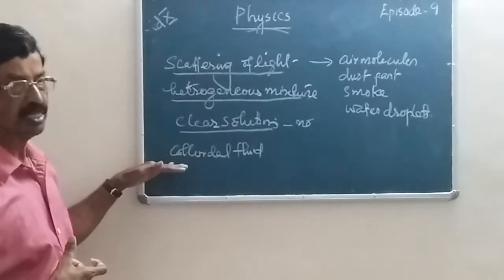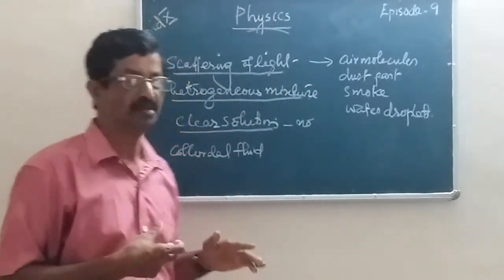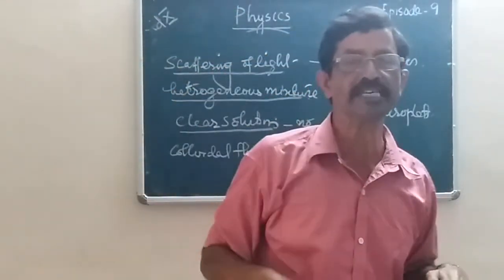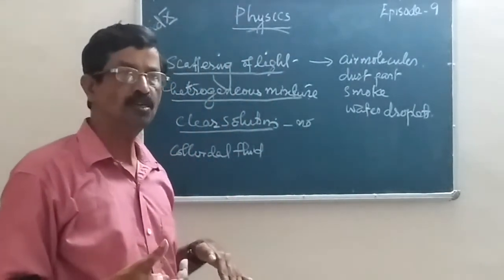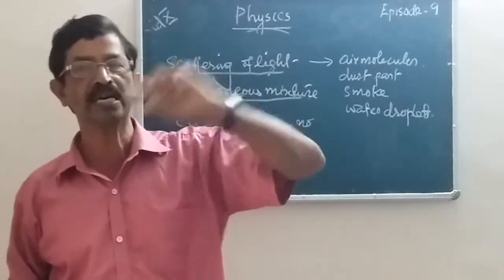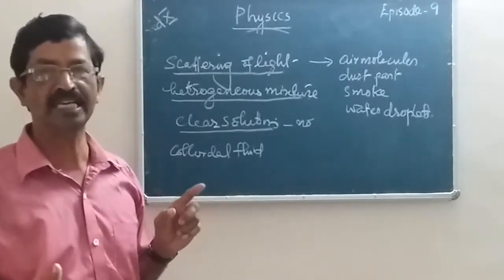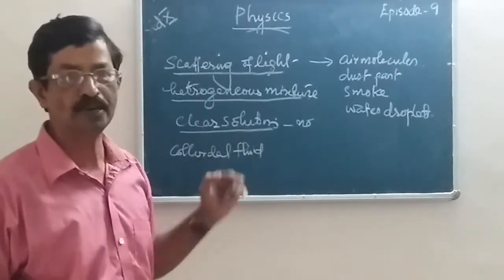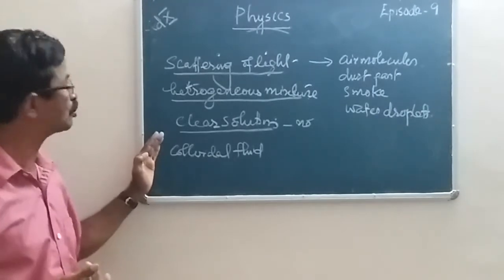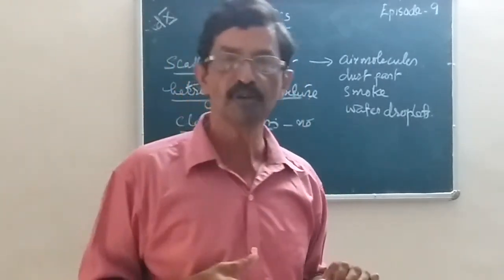For example, in the morning we can see sunlight passing in between the trees, because in the morning there are water droplets filled in the mist, or in the forest you can see the path of light. Why? Also, when sunlight enters our room through a narrow hole, we can see the path of light, because in our room also there are too many dust particles. The room also acts like a colloidal fluid. So through a colloidal fluid we can see the path of light.